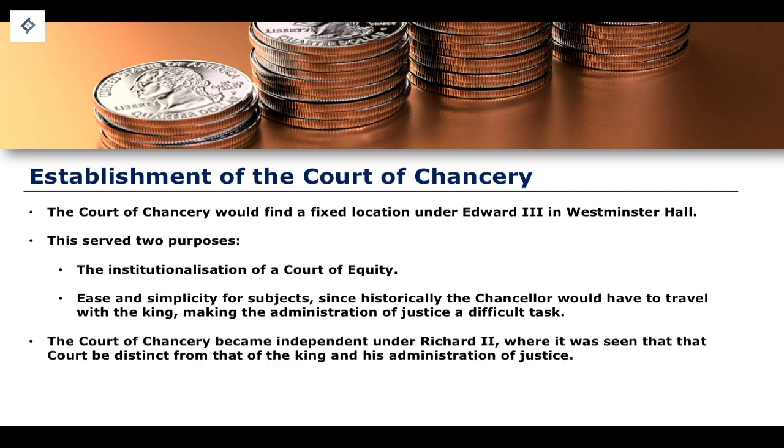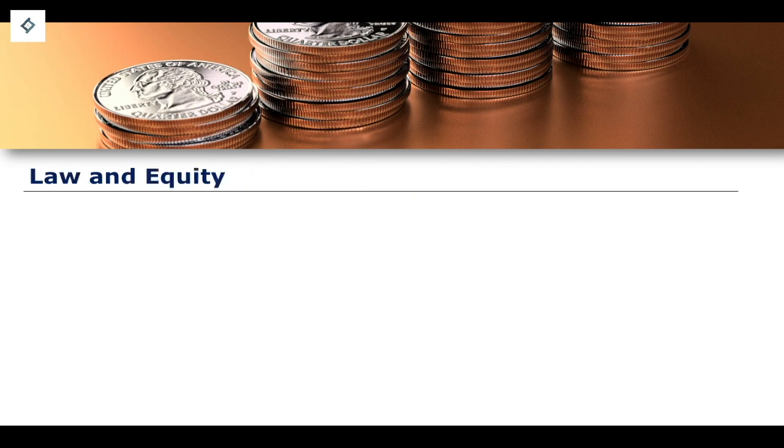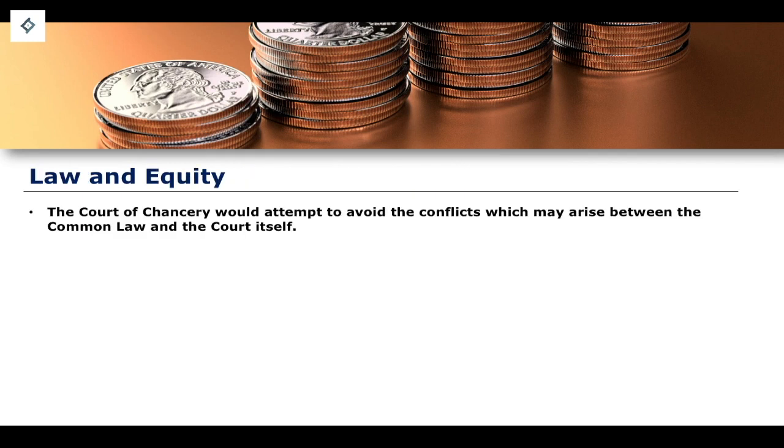It is only under the reign of Richard II that we start to see the Court of Chancery understood not necessarily as a power deriving out of the king, but as a court that had this power in and of itself and was distinct from the king and the king's administration of justice.